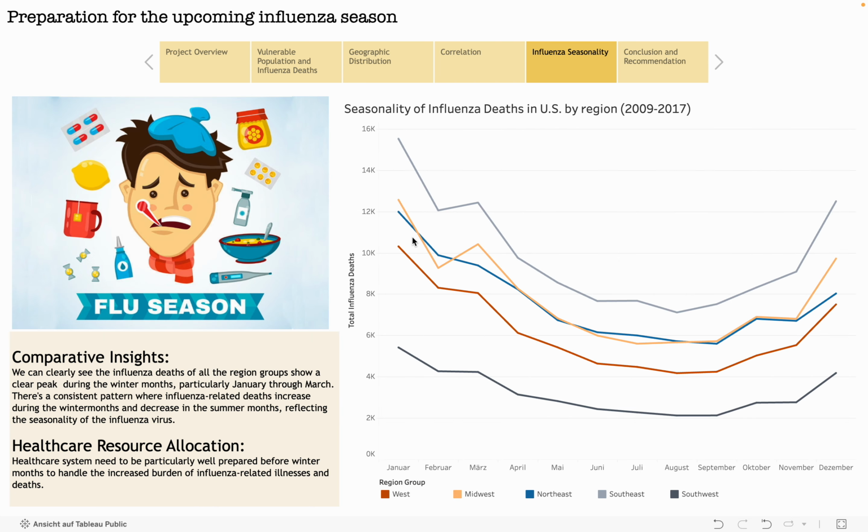On this slide, we use a line graph to highlight the seasonality of influenza. Analyzing historical influenza deaths data allows us to understand the timing and peaks of influenza outbreaks. We can clearly see the influenza deaths of all the region groups show a clear peak during the winter months, especially January through March. Recognizing these seasonal patterns is vital for predicting upcoming influenza trends and preparing medical resources before winter months.